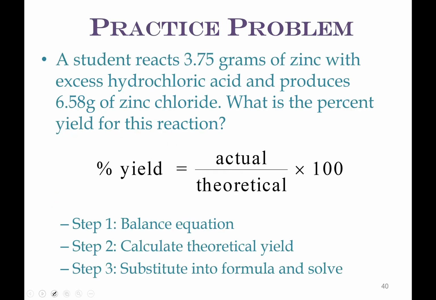Let's take a look. A student reacts 3.75 grams of zinc with excess hydrochloric acid and produces 6.58 grams of zinc chloride. What is the percent yield? So I think one of the more difficult things for most students at this point is we're going to be given a third number. So you're actually given this, and that's not part of your math to get there.